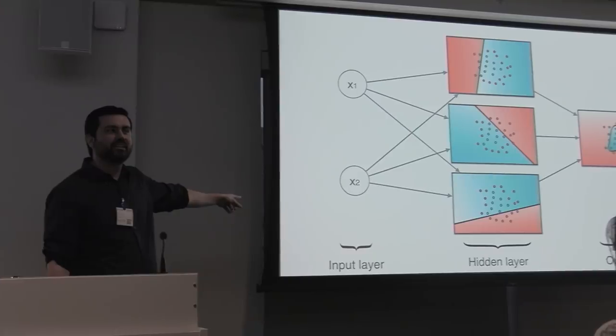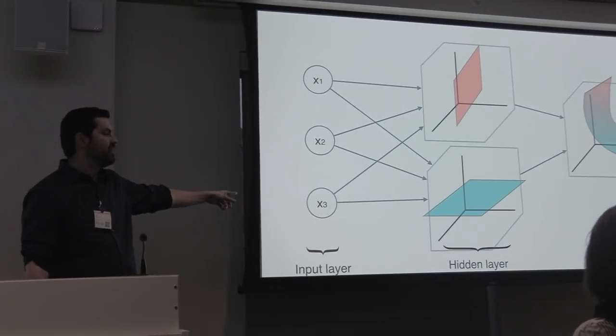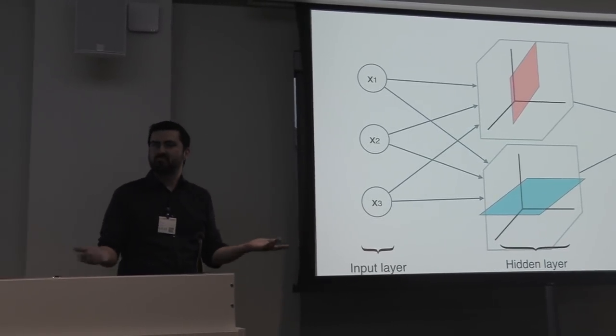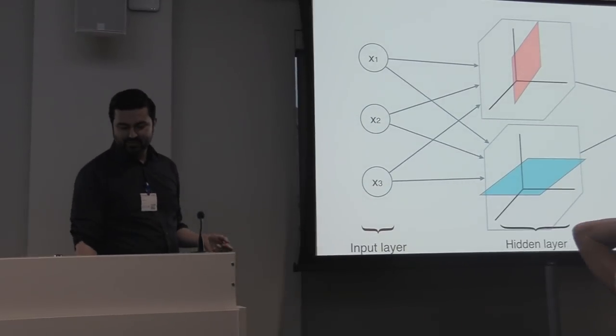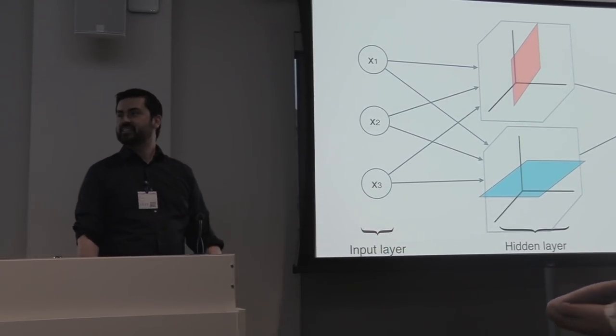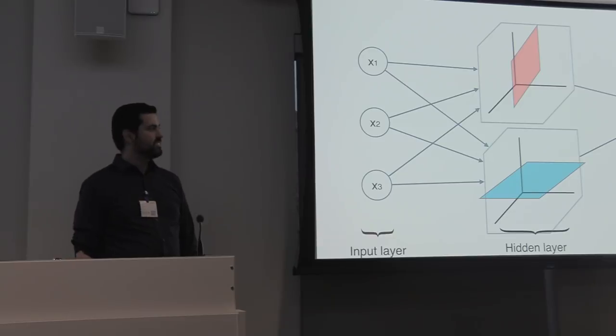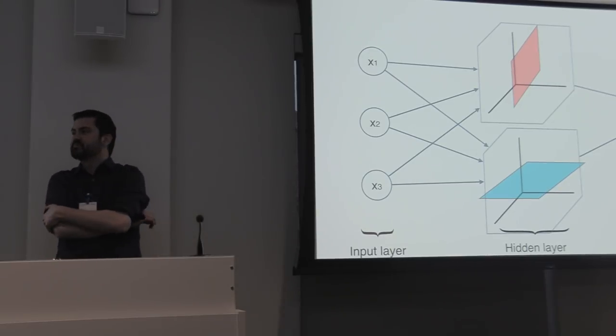Well, now we live in more dimensions. We have more data, and so now we live instead of in two dimensions, in three, and instead of lines in the plane, we have planes in space. They form weird regions like that. What happens if I make the third, the output layer bigger?